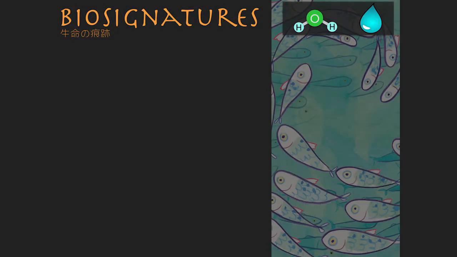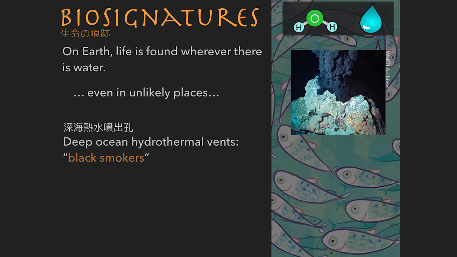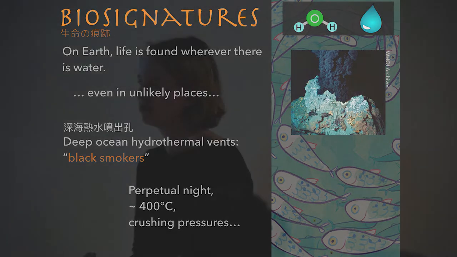Water. On Earth, life is found wherever there is water. And this includes some deeply unlikely places. For example, in deep sea hydrothermal vents that exist on the ocean floor, there is no light that reaches this place. Sunlight cannot penetrate that deep. The temperature around these vents can be 400 Celsius, and there is crushing pressure from the ocean. And yet, we can find a thriving ecosystem here.